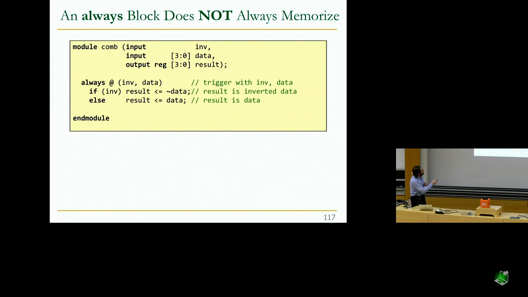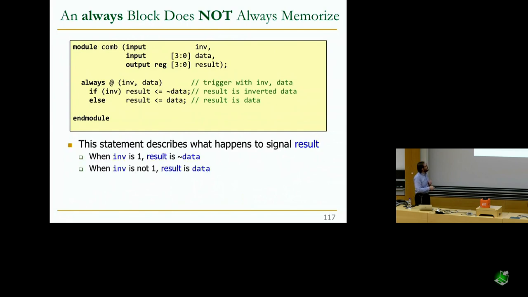But if you look at this over here, in this case, it's really not memorizing the result. It's always changing the result over here. Basically, this statement describes what happens to signal result, and this block is executed when you have invalid and data, not at the positive edge, not at the negative edge, always. These are the sensitivity list, basically. If invalid is true, result gets complement of data, otherwise result gets data. And that's exactly what I said over here.